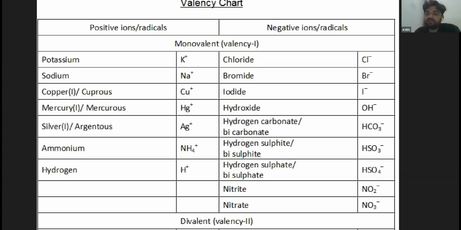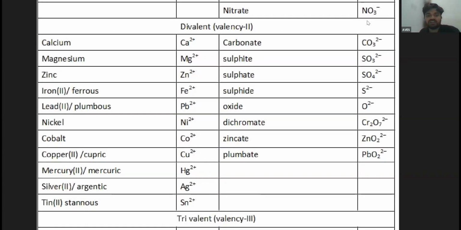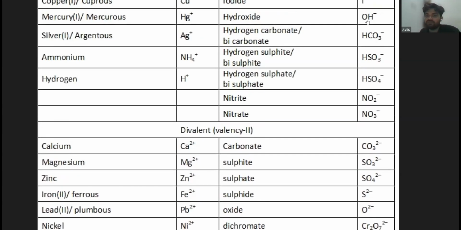Similarly, -1 is the chloride ion and the bromide ion. When chlorine gets 1 electron, it becomes chloride, not chlorine. When bromine gets 1 electron and becomes an ion, it becomes bromide. Hydrogen carbonate is HCO3 with -1. I will explain how I am able to write the formula of any compound. This valency chart will help you write the formula of a compound, and it plays a very important role in writing it.